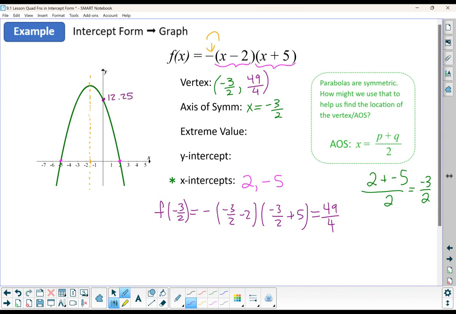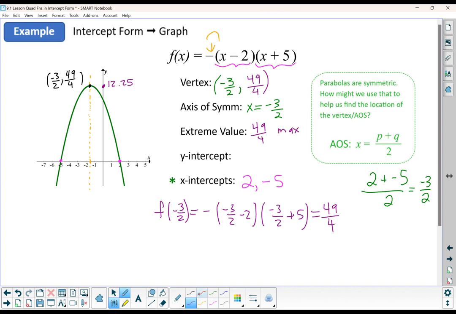On my graph over here, I'm going to write it in that decimal form. 12.25 is the, oh, I'm sorry, I put it in the wrong spot. That would be the height right here of the vertex. So that vertex point right here is (-3/2, 49/4). Okay, so we've got our vertex, and that vertex also tells us the extreme value. That highest value is 49/4, and that is a maximum.